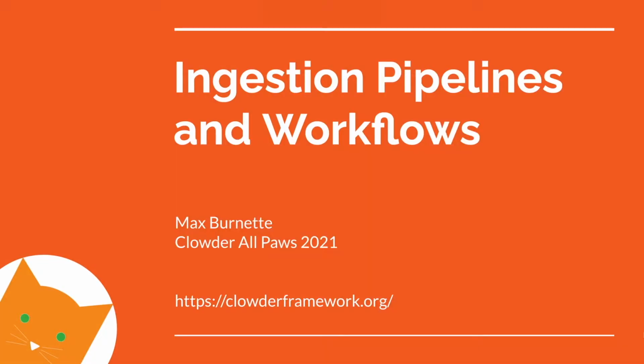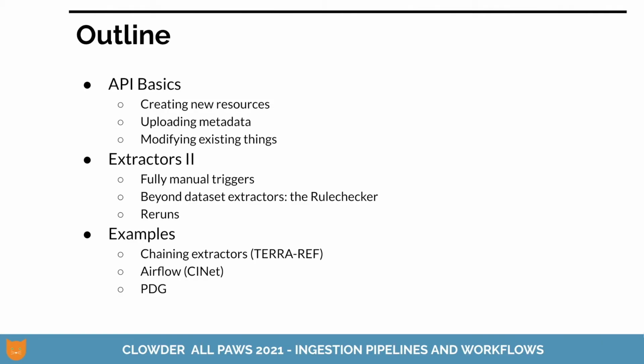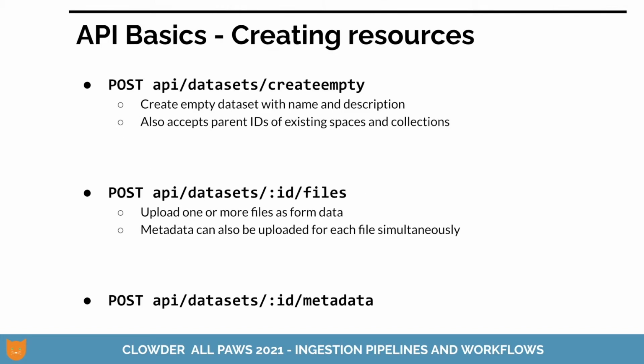Hello. This is a presentation about Clowder as a foundational piece in data ingestion pipelines and processing workflows. I'll give a little bit of background, again, for those of you who might have missed the previous presentations, about the use of Clowder's API to do automated scripting for a wide variety of tasks. We'll talk a little bit about how extractors can be used to trigger and verify processing pipelines, and we'll give a few project examples.